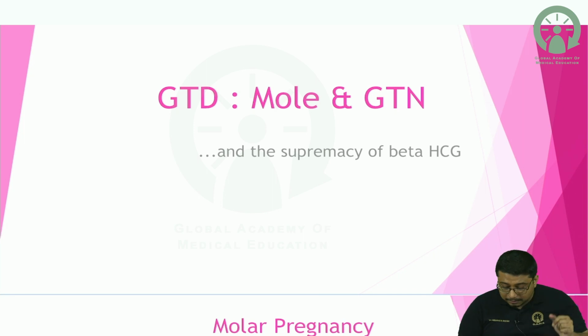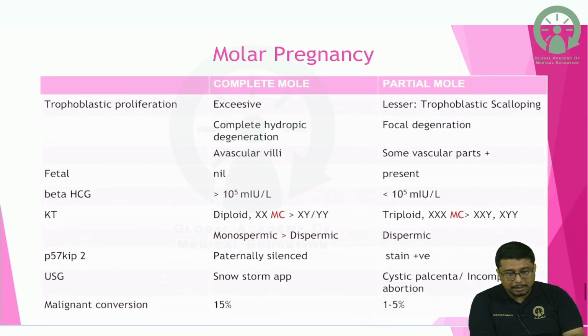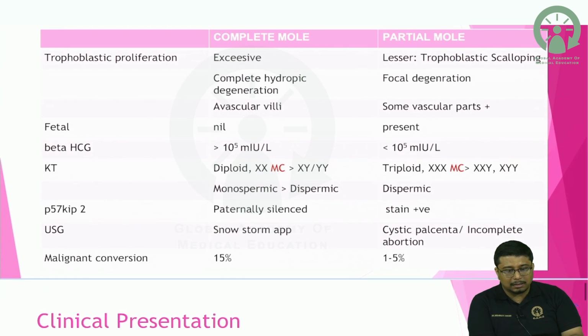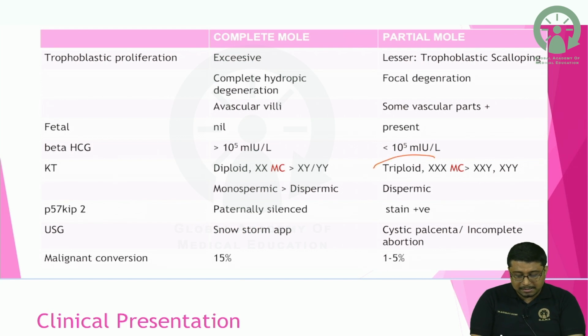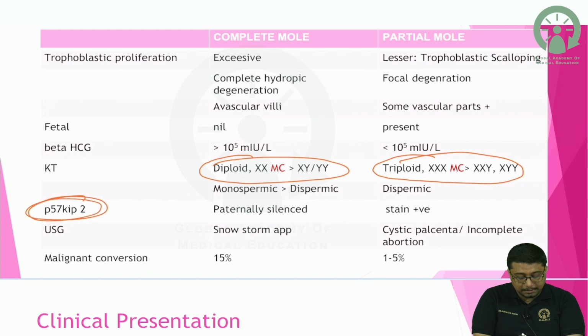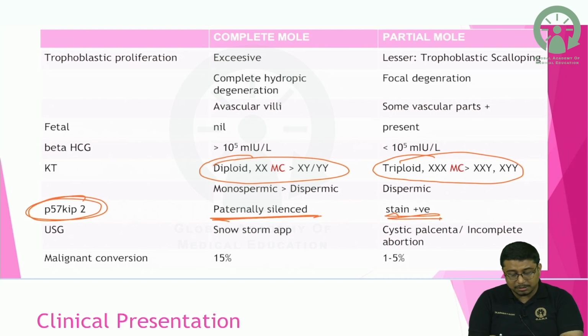So coming to another rather atypical thing, the molar pregnancies. Molar pregnancy, the difference between complete mole and partial mole, I don't think I need to explain. Understand that partial mole is triploid, whereas complete mole is mostly diploid. P57 KIP2 is something that is important. It is paternally silenced in complete mole but stains positive in partial mole. Okay, and malignant conversion is higher with complete mole, right?